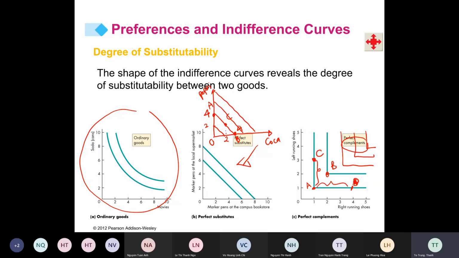So to sum up, these slides give you two special cases of the indifference curve, right? Perfect substitutes, when you see a straight line, downward sloping indifference curve, and perfect complements, when you see the L-shaped curves of the indifference curve.